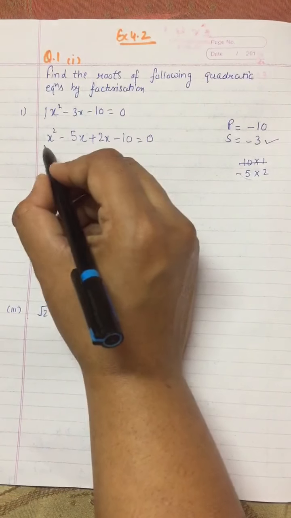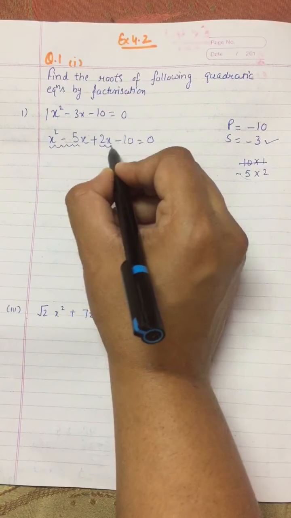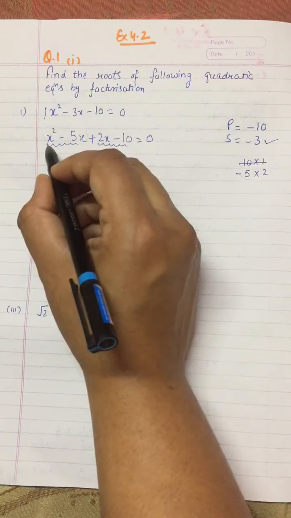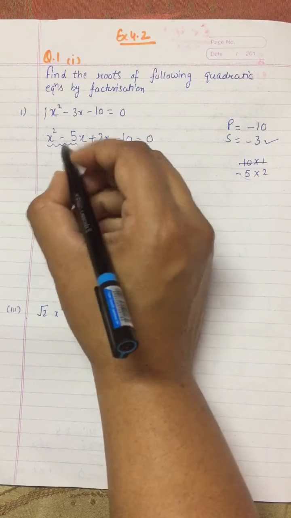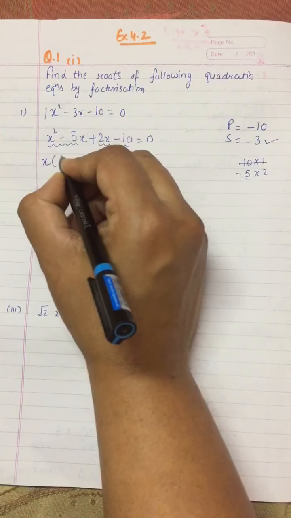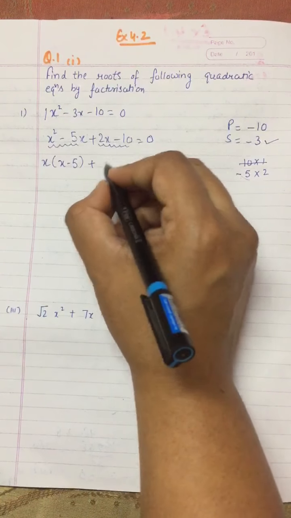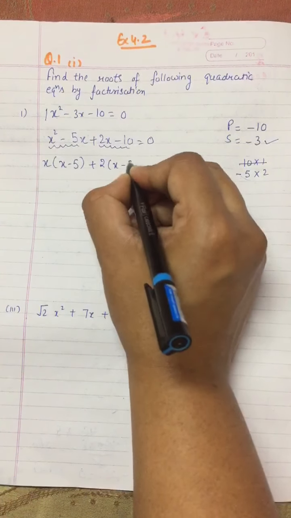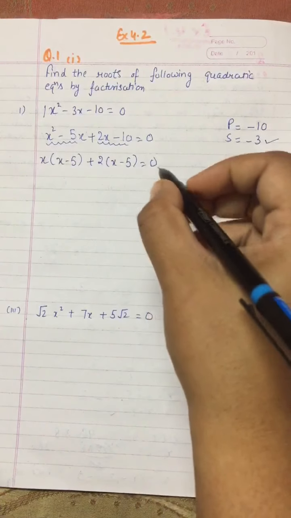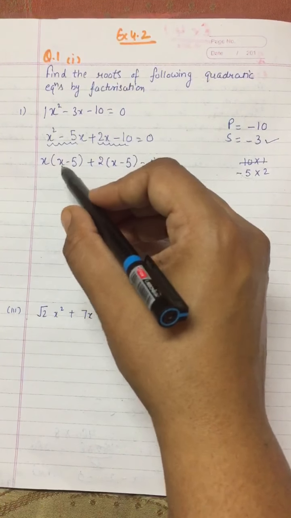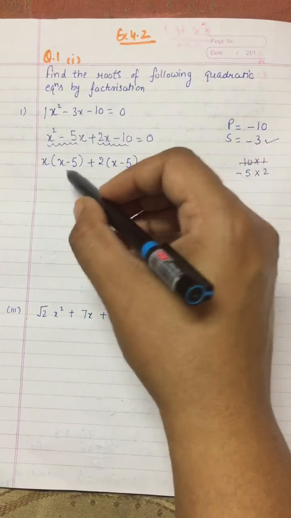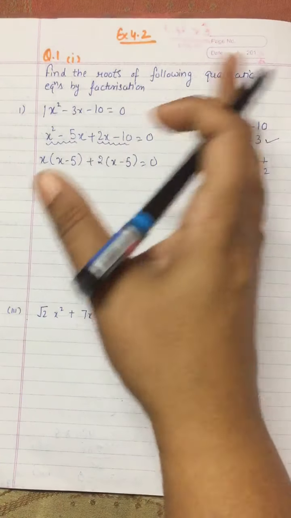Now my next step, I will make pairs of the terms. In the first pair, I can take x common. What will be inside? x minus 5. And you can take 2 common from this side: x minus 5 equals 0. One thing is necessary, that these two factors must be equal. If these are not equal, then our factorization is wrong.